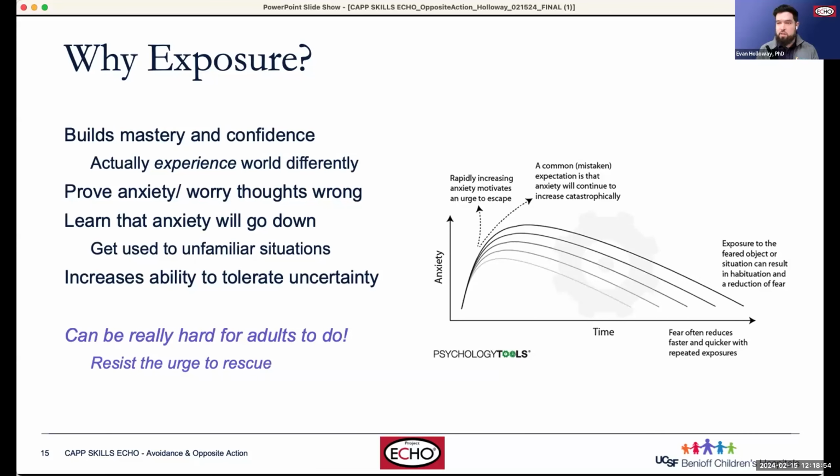It can be really helpful to get used to unfamiliar situations. That's why, like, the first day of school, or the first day I'm teaching, I get some jitters, but then every class after that, it gets a little better and better. On the right, there's a nice graph showing that there is a rapid increase in anxiety that can cause us to want to escape or avoid. And one of the thoughts or beliefs we might have is that this anxiety is going to keep going up, right? But actually, over time, that anxiety lowers as we are exposed more and more to that situation, and there's a reduction in fear.